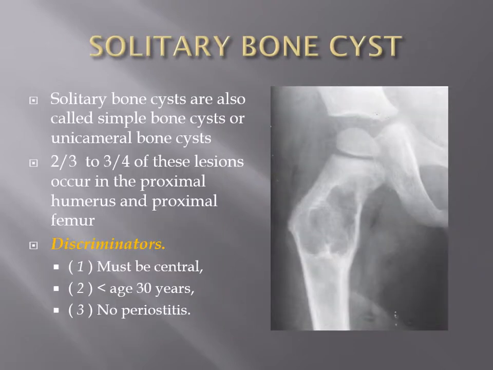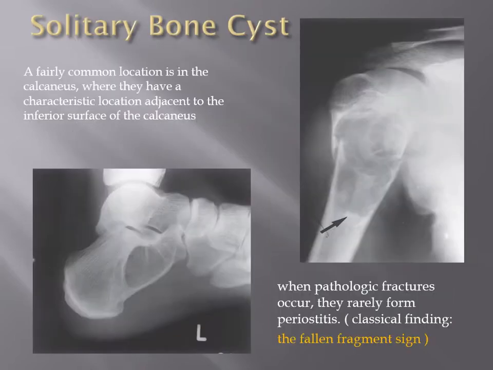Solitary bone cyst, also called simple bone cyst or unicameral bone cyst. They said two-thirds or three-quarters are found in the proximal humerus and proximal femur. The discriminator is central location, age less than 30, and there is no periosteal reaction. Also, one of the fairly common locations is the calcaneum, reaching the inferior surface of it. And this is also a case of a solitary bone cyst, but with a pathological fracture.